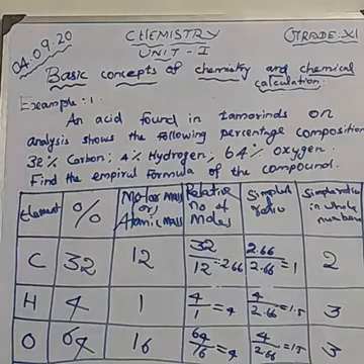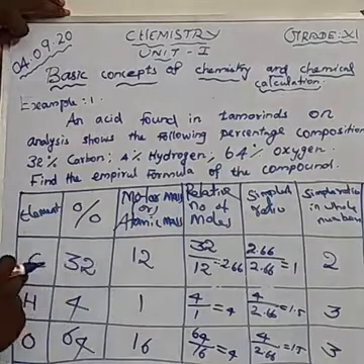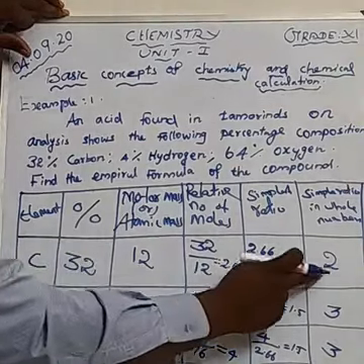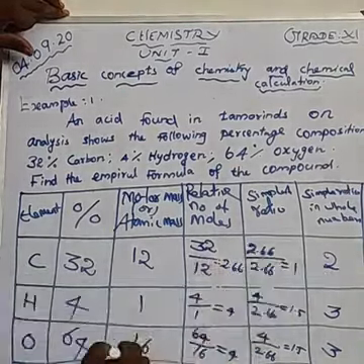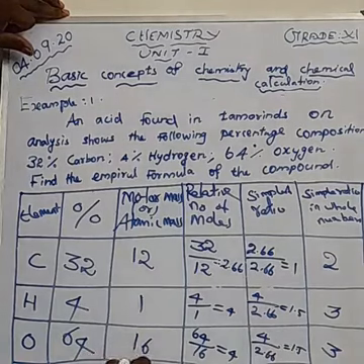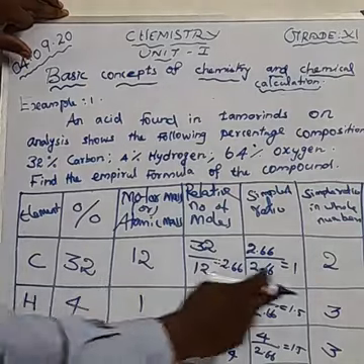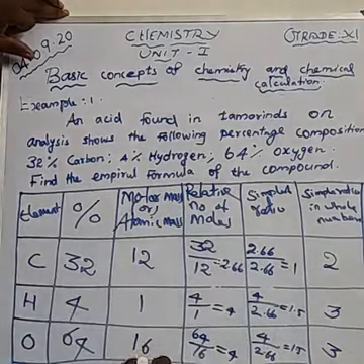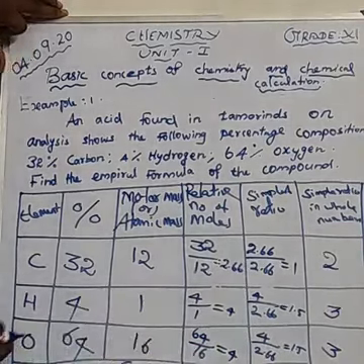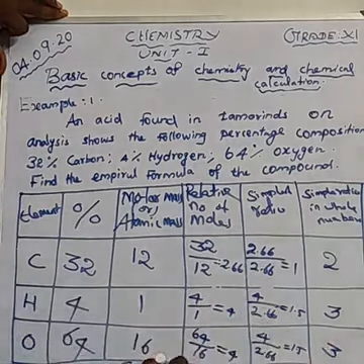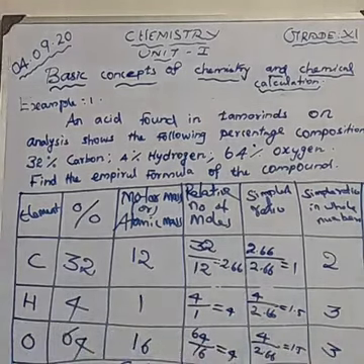What is the empirical formula of this compound? You should write it. Now please tell me, carbon, how much simple ratio did we get? 2. So C2. Hydrogen, how much did we get? Hydrogen, 3. H3. Oxygen, 3. O3. This is the answer. Can you write?